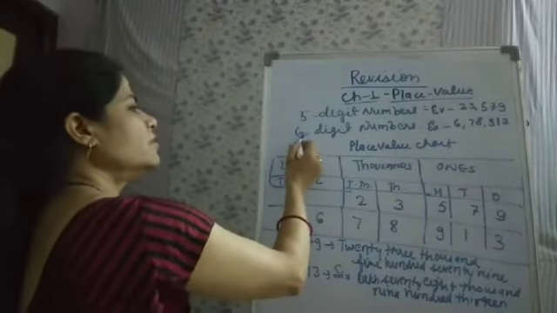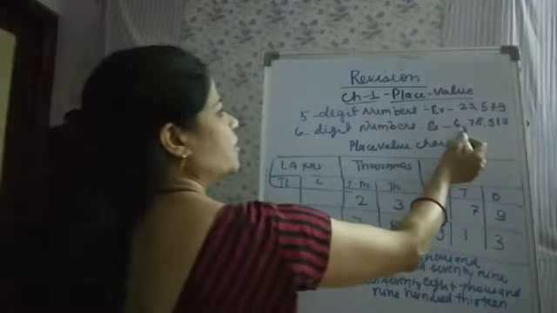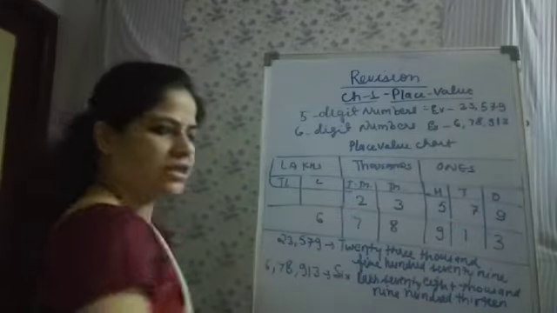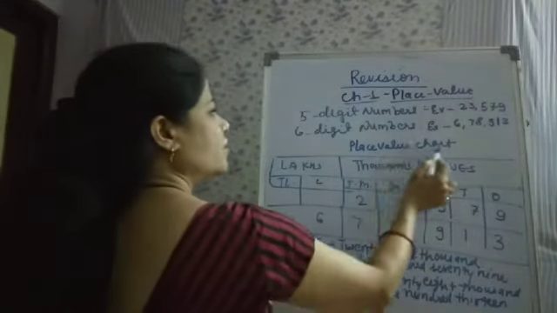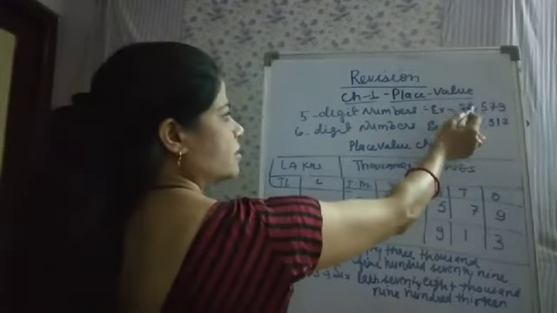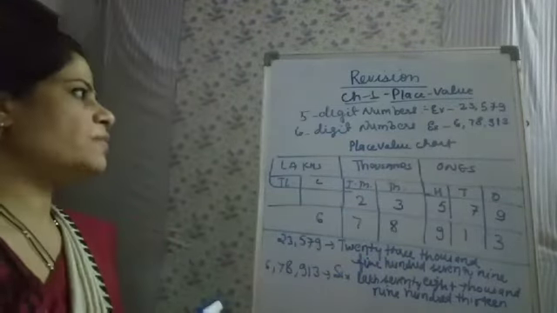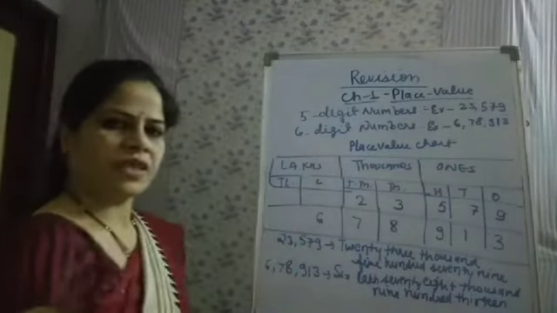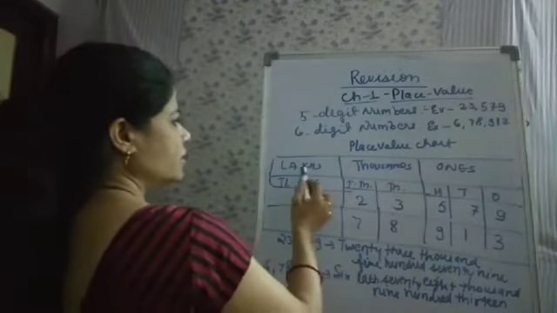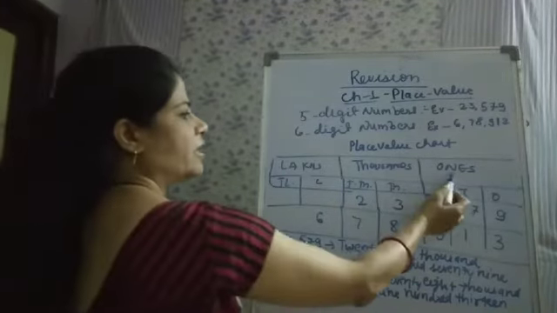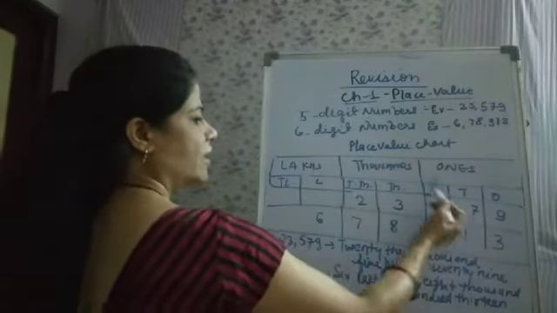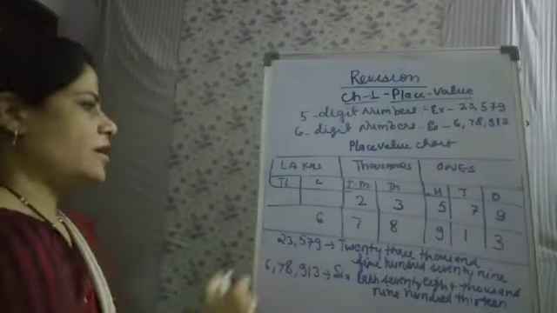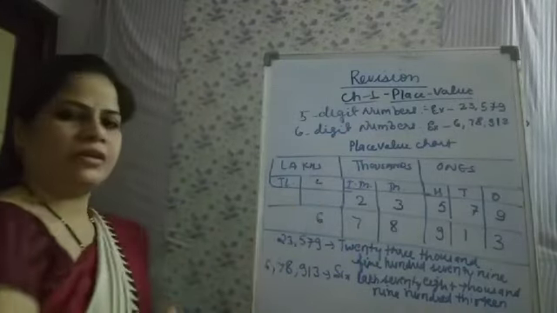Now secondly, the 6-digit number. A 6-digit number is formed by 6 digits, 1, 2, 3, 4, 5, 6. So this number is a 6-digit number. Now the next topic is the place value chart. You can express these two types of numbers in a place value chart. This place value chart contains 3 periods: ones, thousands and lakhs. The ones period contains 3 places: ones, tens and hundreds. The thousand period contains 2 places: thousand and 10,000. The lakh period contains 2 places: lakh and 10 lakh.